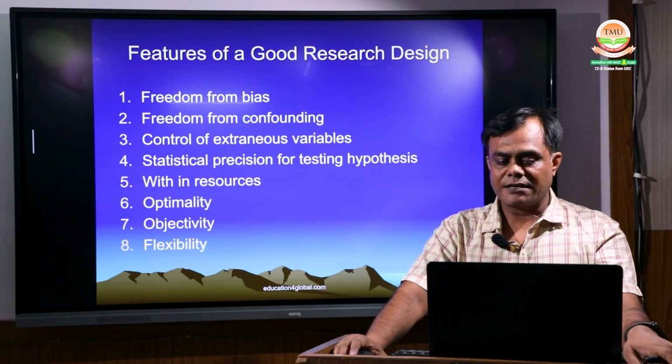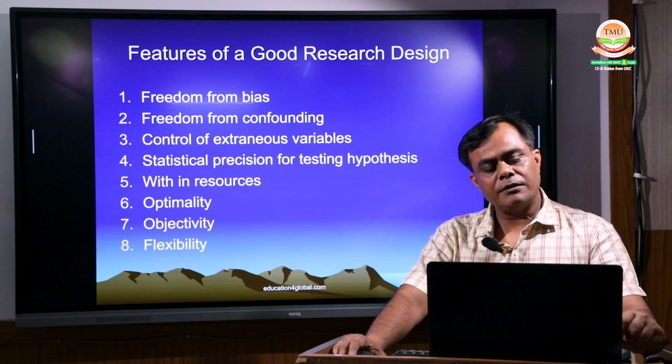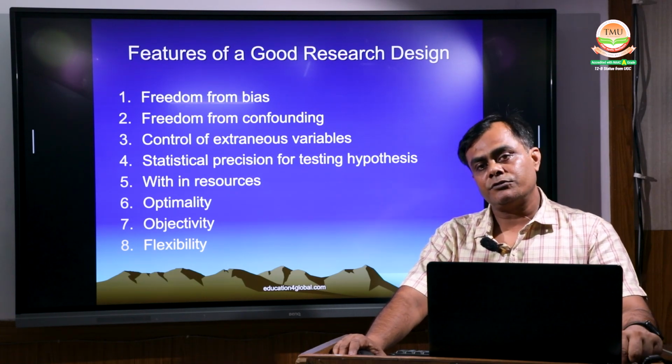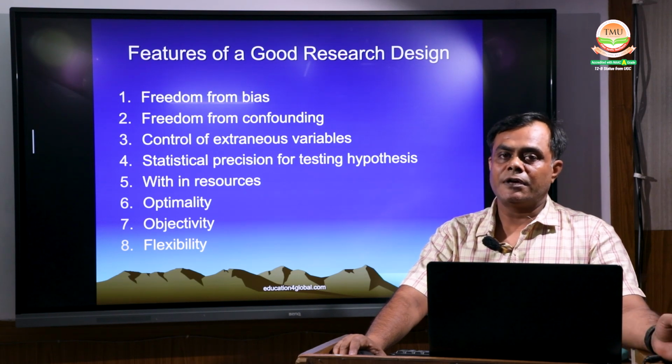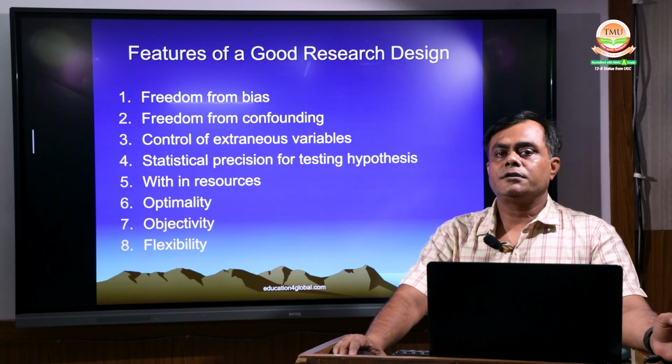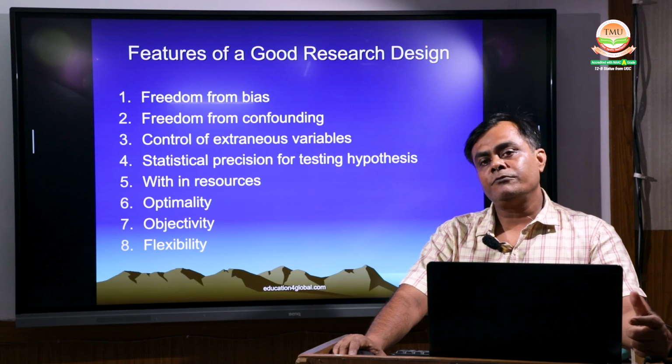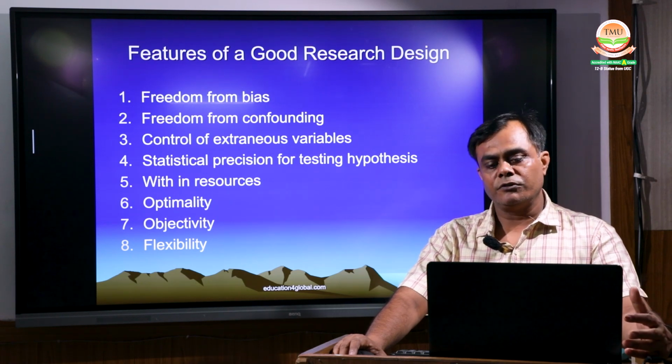Next is flexibility. Flexibility is a very simple term and it is required everywhere. So in research design also, our design should be flexible so that it can work and reach a meaningful result.